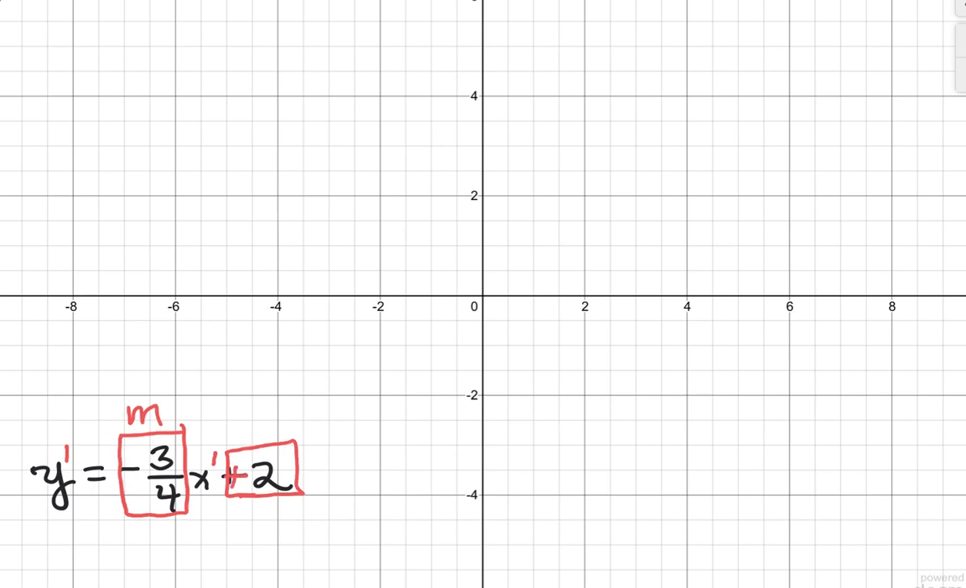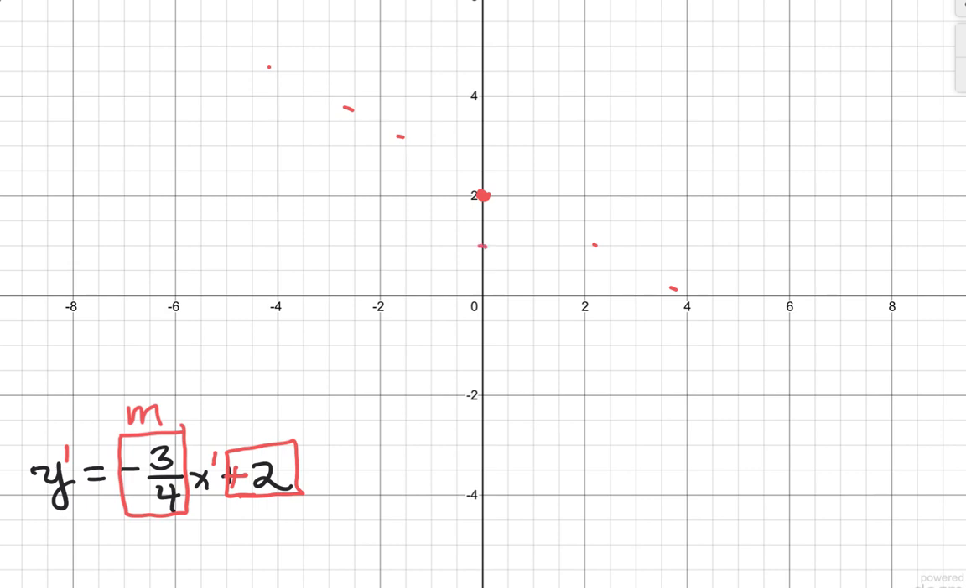So in order to graph y equals negative 3/4 x plus 2, I go to 2 on the y-axis. And then I know it's a negative slope, so it should be going downhill somehow. So I'm going to go down 3 and over 4. I'm going to look at my scale on my axis. I'm counting by 2s, and I've got a couple ways I can do this.